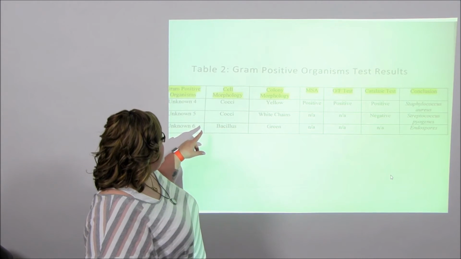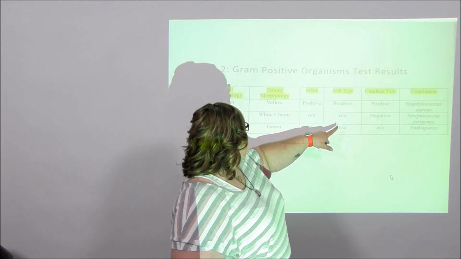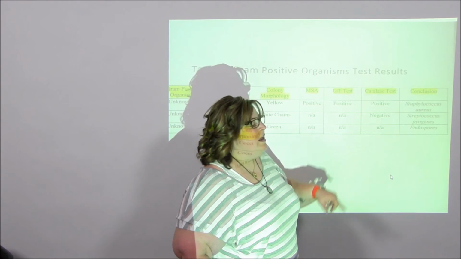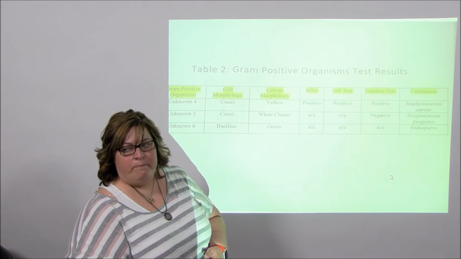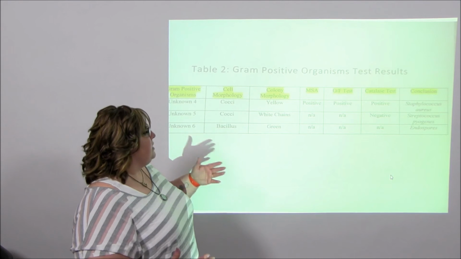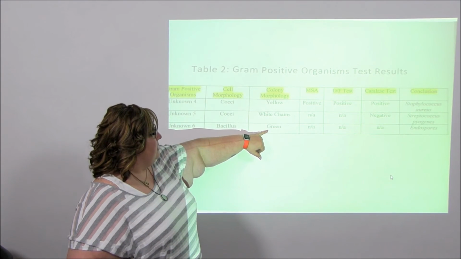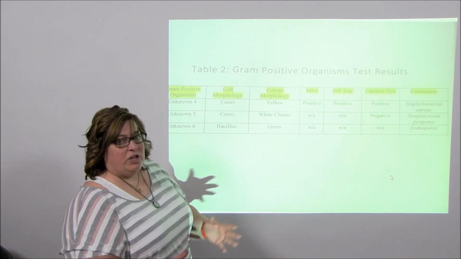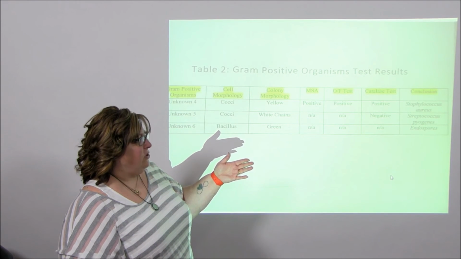For 5 and 6, there was no MSA testing to be done or OF test. But for unknown number 5, we did a catalase test, and it came back negative. And because of those tests, we determined it was Streptococcus pyogenes. For unknown 6, they were endospores. So once you determine that it's bacillus and the colony morphology is green from the acid fast test, that's all you can do. And again, with our results, that's the conclusion that we came to.